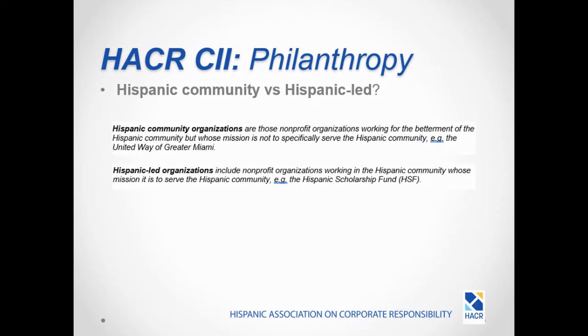So HACR.org. There you can find our coalition members, which are the organizations for whom the CEOs serve on our board. These 14 organizations are Hispanic-led organizations. Other sources can be UnidosUS and LULAC, which are both member organizations. Their membership lists are comprised of primarily Hispanic-led organizations within the Hispanic community.